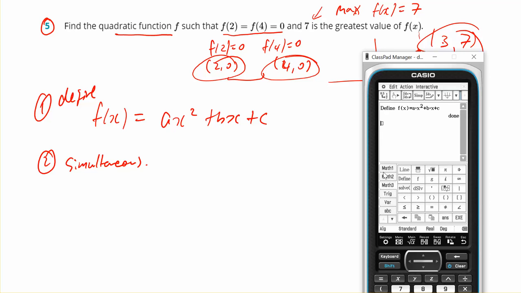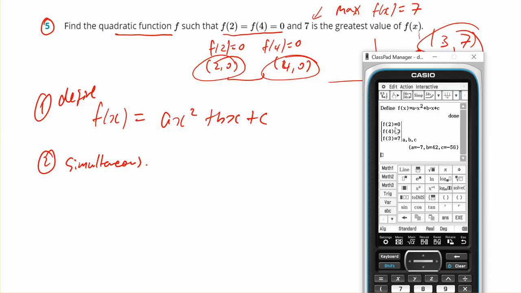Now I'm going to solve simultaneous equations. Now, how many simultaneous equations do I have? I've got 3 unknown variables, a, b, and c, and I've got 3 coordinates to sub in. So I'm going to have to have 3 rows. So we know f(2) equals 0, f(4) equals 0, and f(3) equals 7, because the turning point, when x equals 3, our function equals 7, or y equals 7. Okay, and we're solving for a, b, and c.